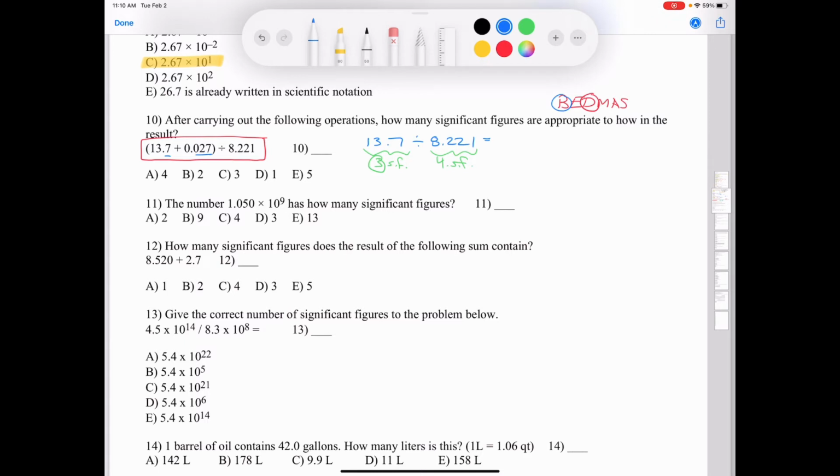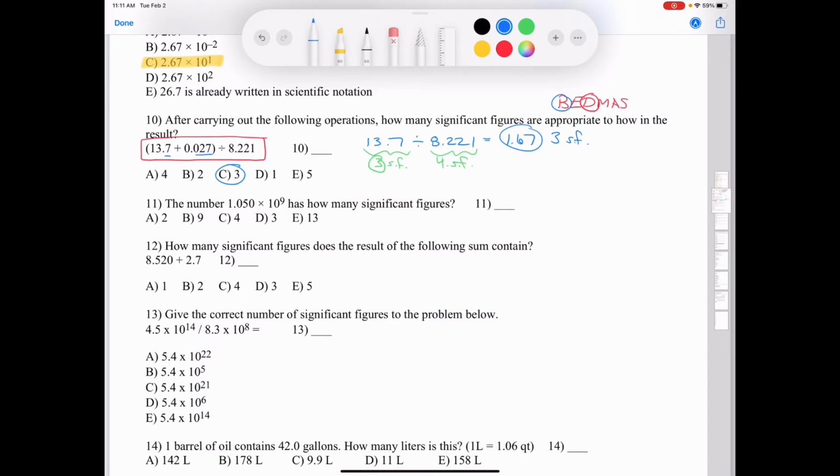And when you punch that into your calculator, you get 1.67 being the final answer. And so, how many sig figs are in the final answer? And the answer is 3, because 1.67 has 3 significant figures.